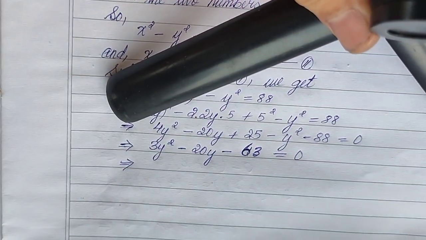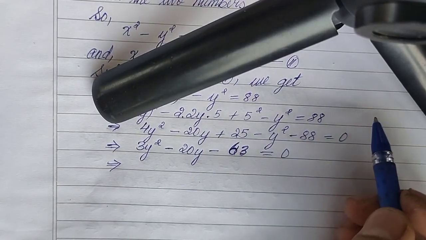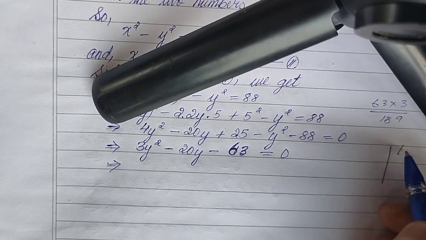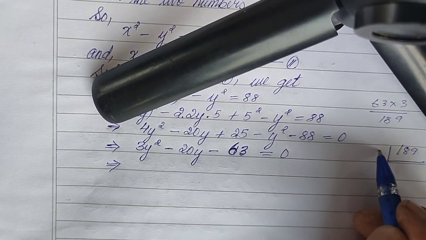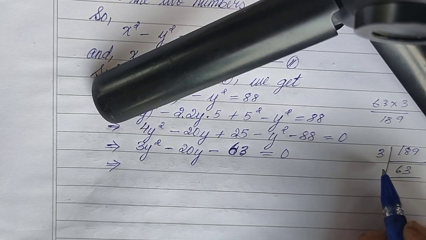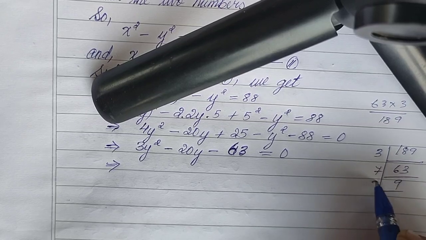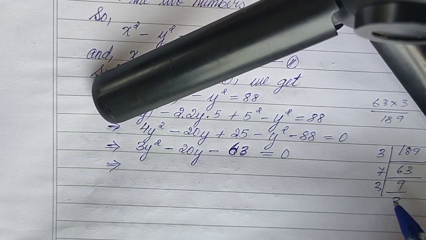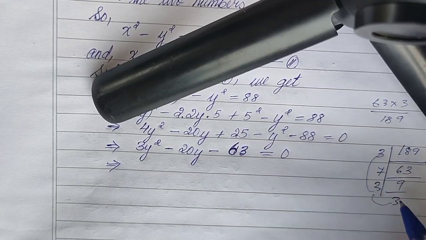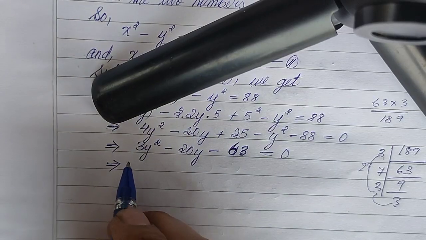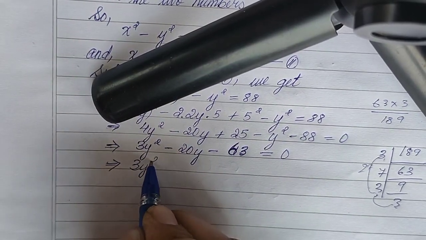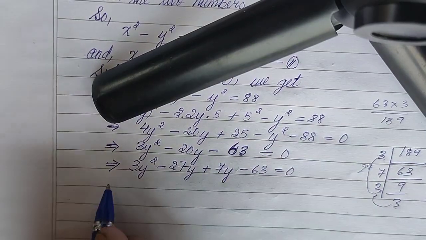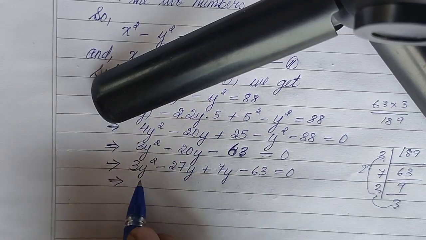Splitting the middle term, we need two numbers whose product is 3 times 63, which is 189, and whose sum is minus 20. Those are minus 27 and plus 7. So 3y squared minus 27y plus 7y minus 63 equal to 0.